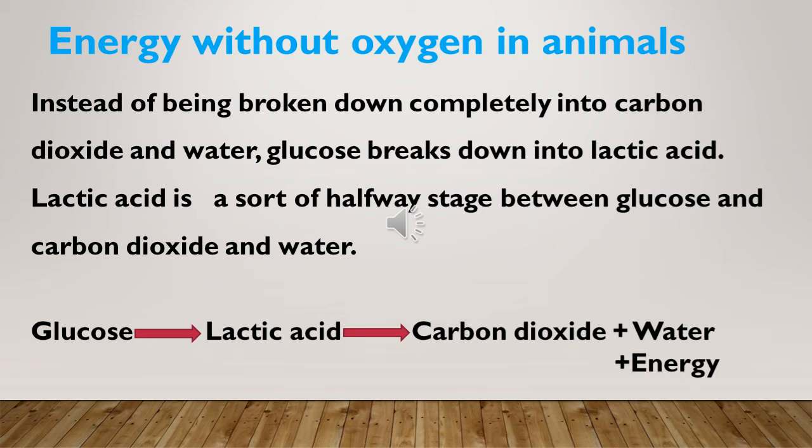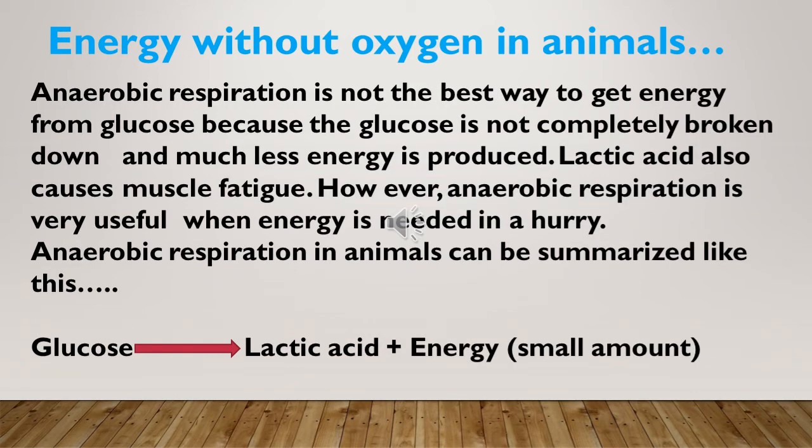Glucose is converted into lactic acid. As a result, carbon dioxide and water is produced. Energy in small amount is also generated. Anaerobic respiration is not the best way to get energy from glucose because the glucose is not completely broken down and much less energy is produced. Lactic acid also causes muscle fatigue. However, anaerobic respiration is very useful when energy is needed in a hurry.